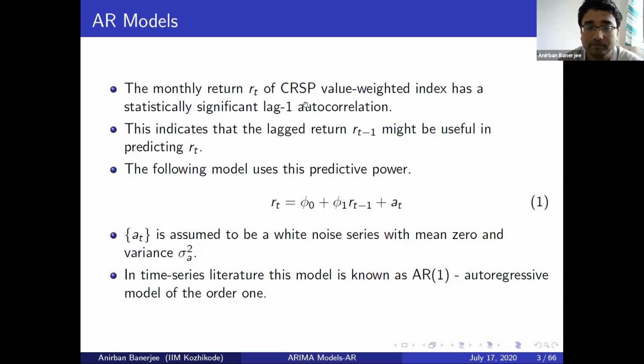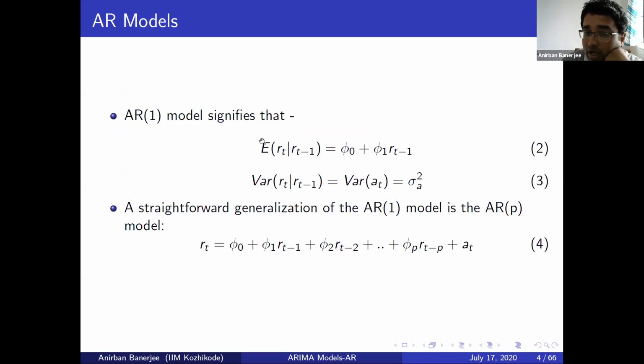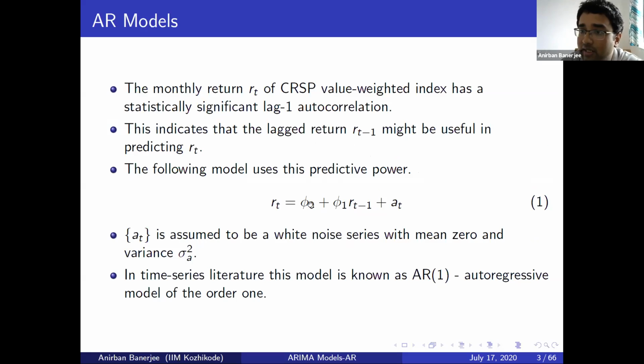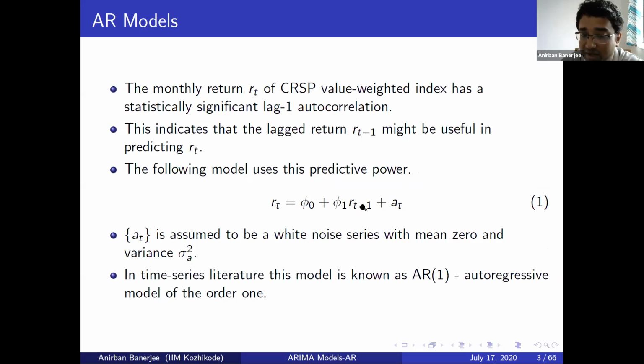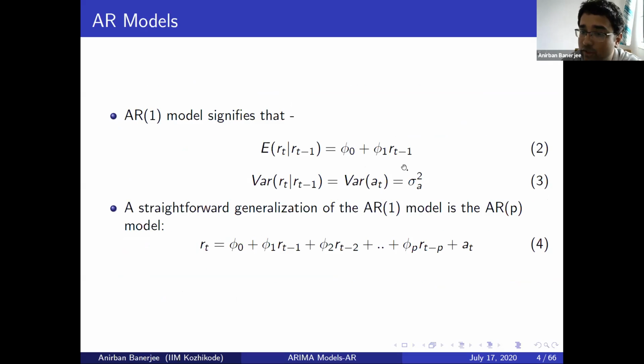Okay. So what can we say about the expectation of RT? If you think about expectation of RT, that is going to be a conditional expectation on the value of RT minus 1. So what happens in that case? Phi 0 remains, right? Phi 0 remains, phi 1 RT minus 1, what happens with that? So the expectation of RT given RT minus 1 is going to be phi 0 plus phi 1 RT minus 1. What happens to variance? Variance of RT given RT minus 1 is going to be sigma A squared.